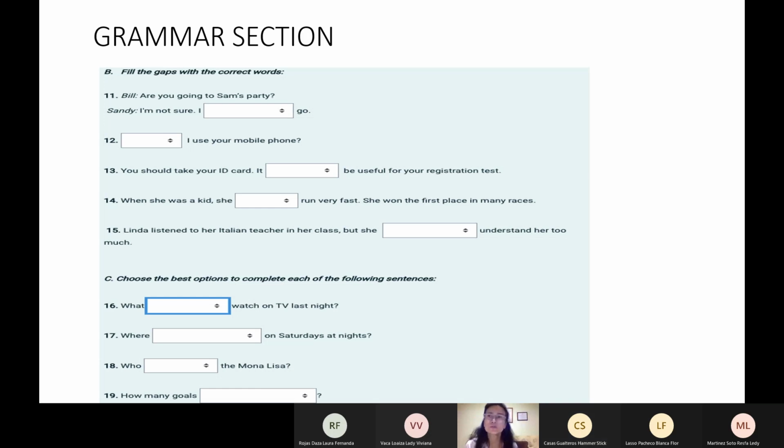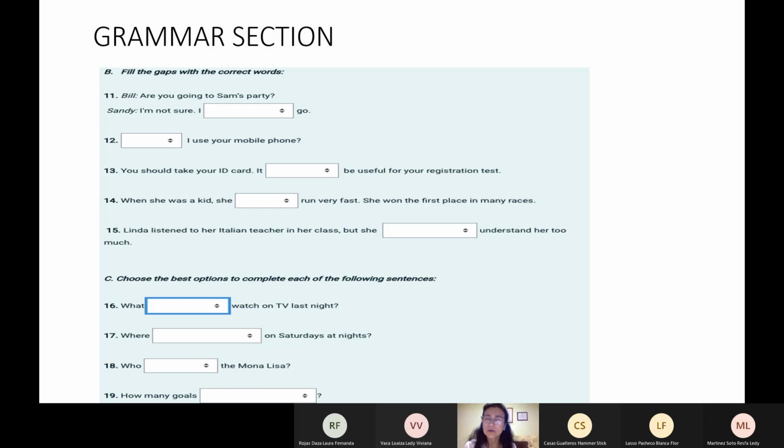Para decir el dónde. Where do you, on Saturdays at nights. Si está preguntando por el dónde, será el verbo cuál. ¿A dónde qué? Do you do? No, porque eso es hacer. Entonces no sería do. Go, claro, teacher. Go es el verbo para ir, para decir a dónde vas.